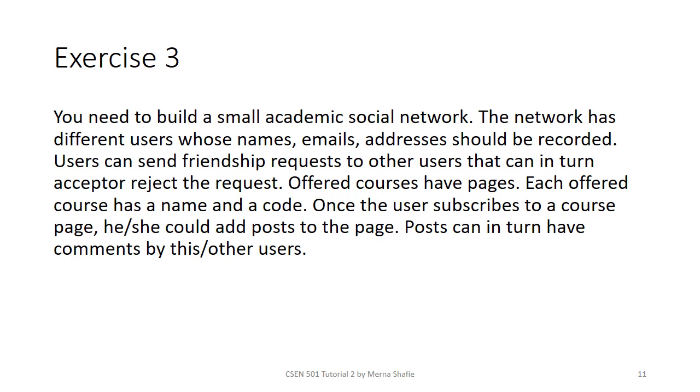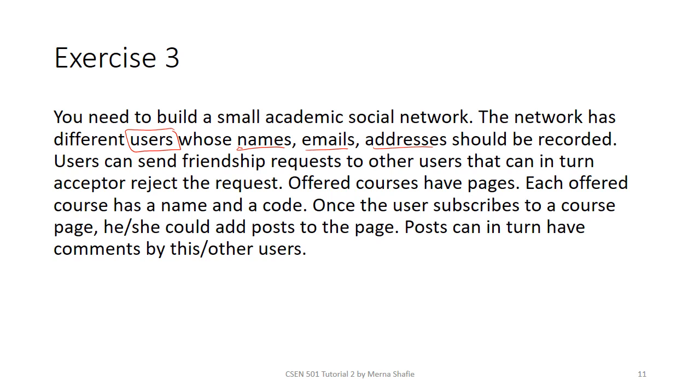Now to the next exercise. You need to build a small academic social network. The network has different users whose names, emails, addresses should be recorded. So we have user here as an entity with the attributes name, email, and address. Users can send friendship requests to other users that can in turn accept or reject the request.